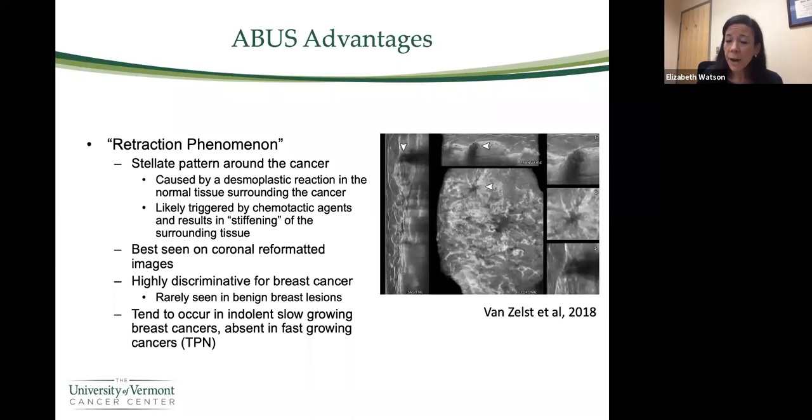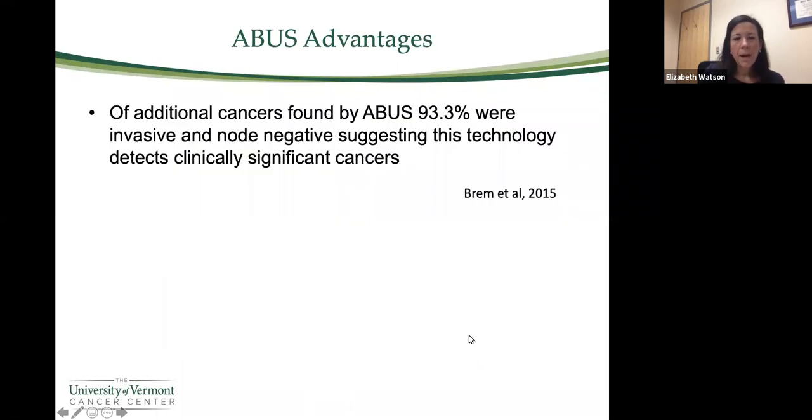And so this is something very unique to automated breast ultrasound, and we don't see it with other modalities. This is something that we've been really excited about, being able to use automated breast ultrasound. Of the additional cancers that are found by automated breast ultrasound, over 93% are thought to be invasive and lymph node negative, which suggests that this technology is really being used to find clinically significant cancers, not the DCIS that mammography can sometimes find.